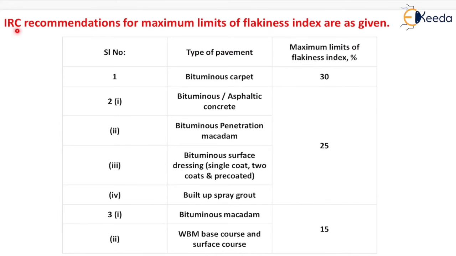Now, the Indian Roads Congress recommendation for maximum limits of flakiness index are as given. For bituminous carpet type pavement, the maximum limit of flakiness index is 30. For bituminous asphaltic concrete, bituminous penetration macadam, bituminous surface dressing, and built-up spray grout, the maximum limit of flakiness index is 25. And for bituminous macadam and WBM base course and surface course, the maximum limit of flakiness index is 15.